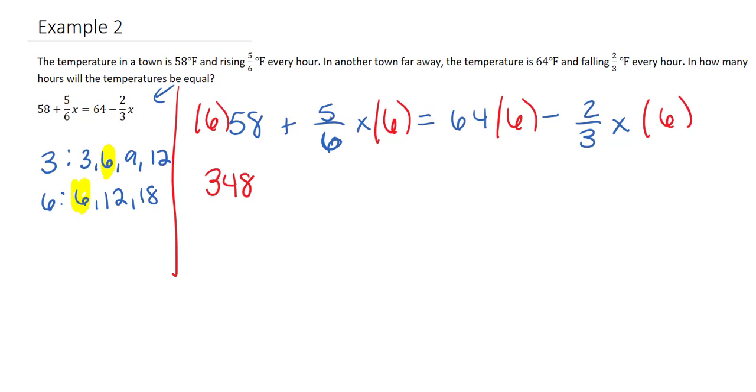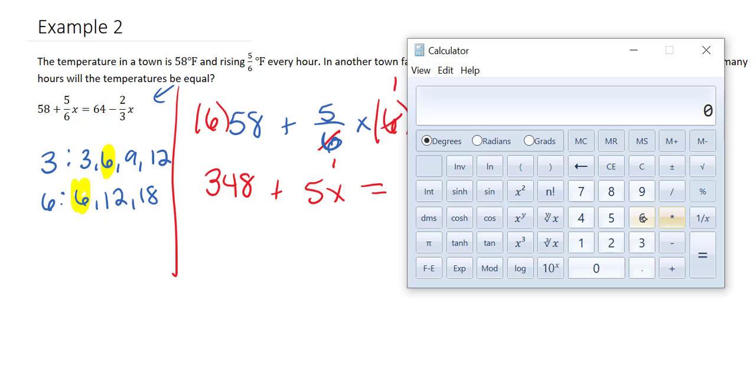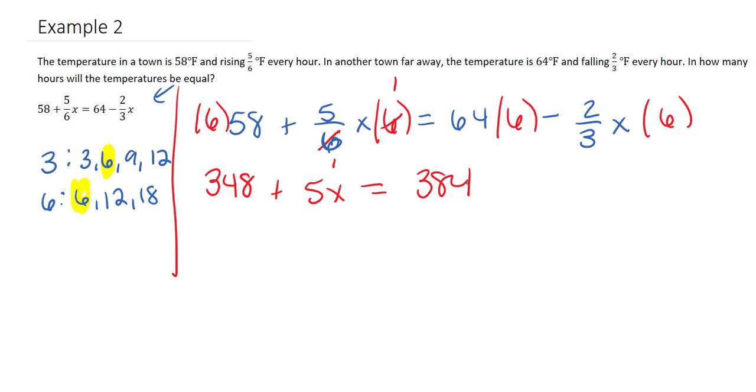That's 348. Well, 5/6 times 6. Well, this 6 over 6 is just 1. So then we're left with 5 times 1. So that's just 5x. Then we have 64 times 6, which is 384. Then we have this 2/3 times this 6. Well, 3 divided by 3 is 1. 6 divided by 3 is 2. Then we're left with this 2 times this 2. So that's minus 4x.